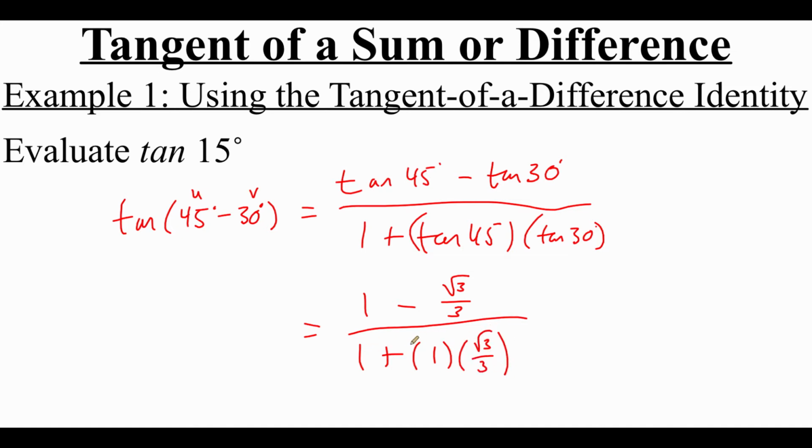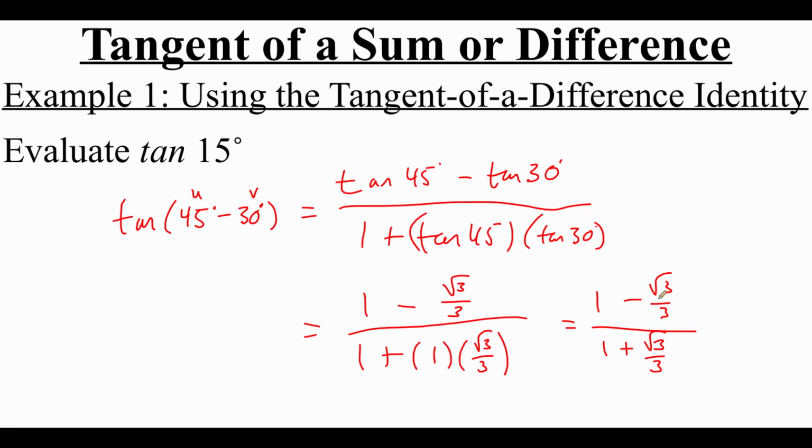Now I'm going to clean this up a little bit on bottom, that 1 times root 3 over 3. So we're going to get 1 minus root 3 over 3 over 1 plus root 3 over 3. Now we don't typically like to deal with fractions inside a fraction, so I'm going to take one additional step in here to simplify things down.